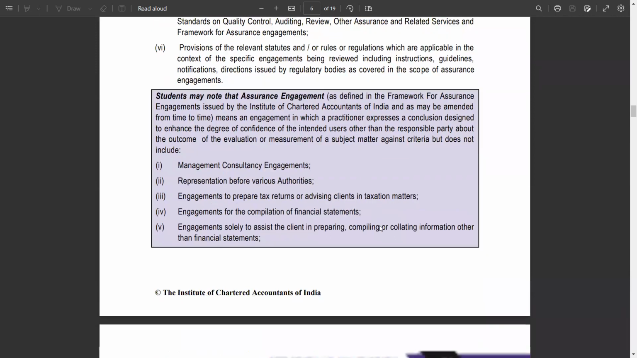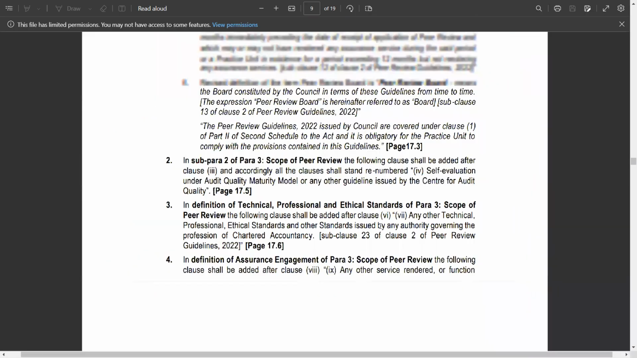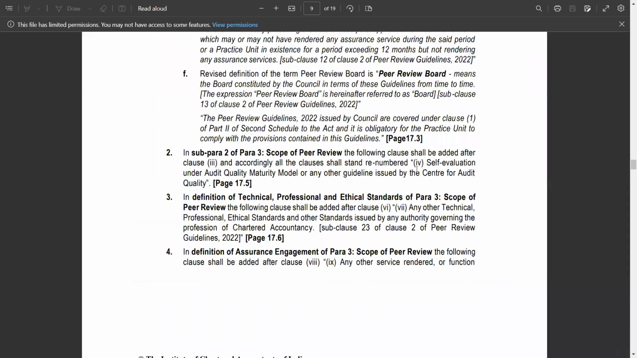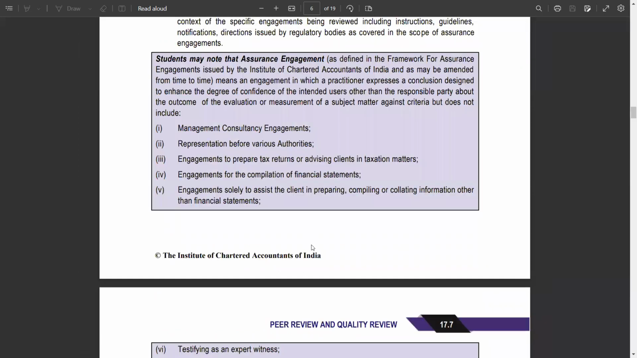Yeah, here's the technical, professional, ethical standards issue. This is the additional point, which is: any other technical, professional, ethical standards issued by the authority governing the profession of chartered accountants. So this is another point which you can learn, and it's pretty simple because you just have to read it: any other technical, professional, ethical standards issued by any authority governing the profession of chartered accountants. This is a very simple thing.